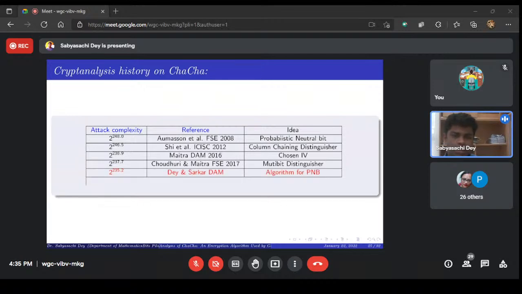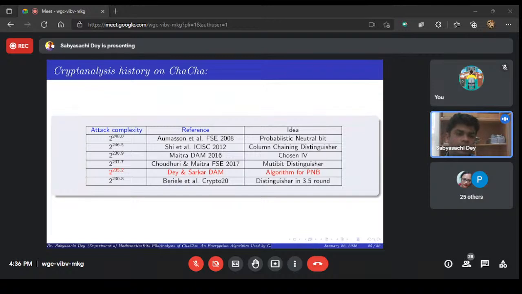The next attack was given by us. What we did was, we gave an algorithm to find the PNBs. Initially, there was also an algorithm, but we improved it. And using this algorithm, we made the attack almost 5.32 times faster than the previous one. And after that, in 2020, the last attack which was given was almost 2 power 5 times faster than the previous one. It was published in Crypto 2020. What they did was, for the first time they observed a distinguisher in the 3.5 round. It was a single bit distinguisher.